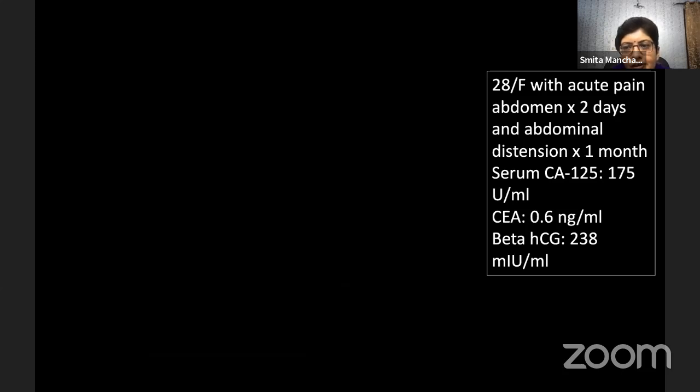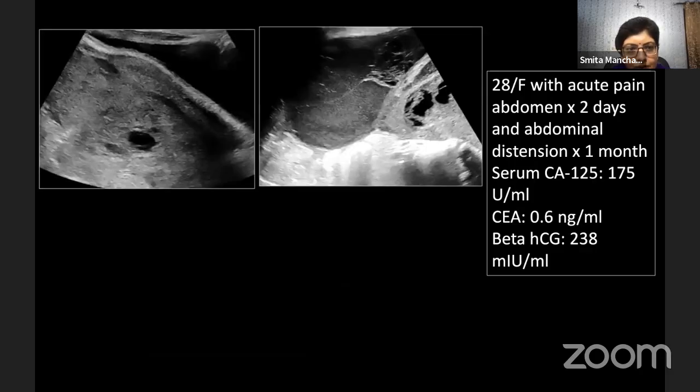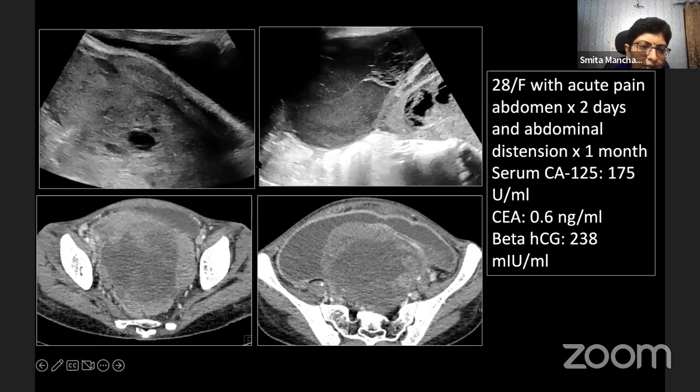Now, 28-year-old, acute pain, 2 days, abdominal distension 1 month, and these are the tumor marker levels. So this is the uterine cavity. This is the mass lesion. Now here you can see. See, what I want you to identify is this thing. What is happening here?